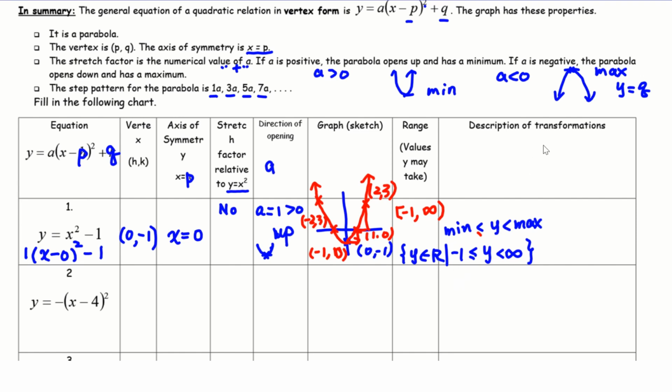Okay, and describe the transformation. It's from the vertex. The p value is left and right, the q value is up and down. So this one has no left or right shift. P is left and right compared to the parent function. Just see from (0, 0) to the vertex: left, right, up, down. Q is up and down. And a is a vertical stretch.